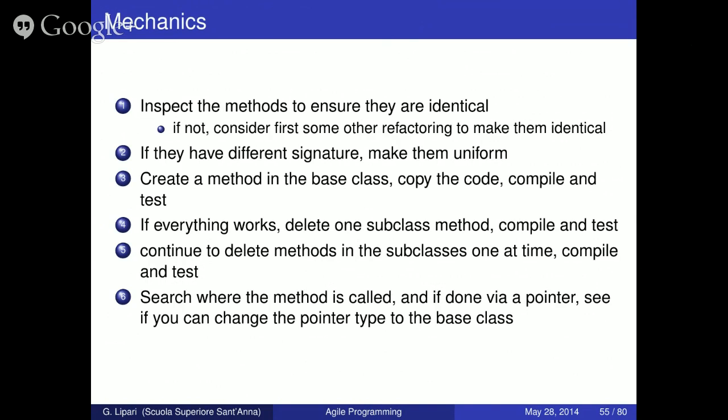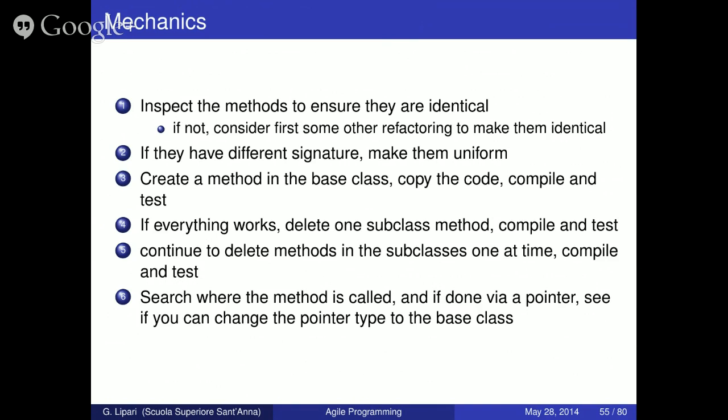So again, first of all, you inspect the methods to ensure they are identical. If they are not identical, first do some other refactoring to make them absolutely identical. If they have different signature, different name, or different parameters, first you make them uniform, so absolutely equal. So as you can see, the steps are very careful. Every time you do a very small amount of changes. And then you continue. And every time you do a change, you compile and test, to make sure that everything works.